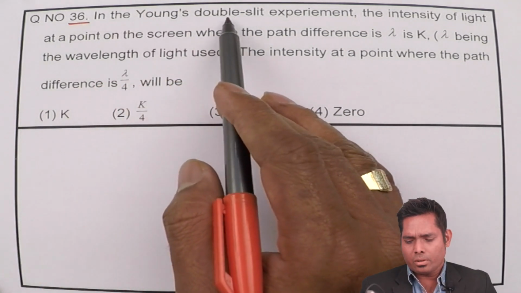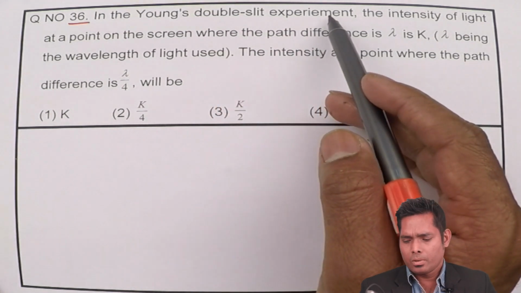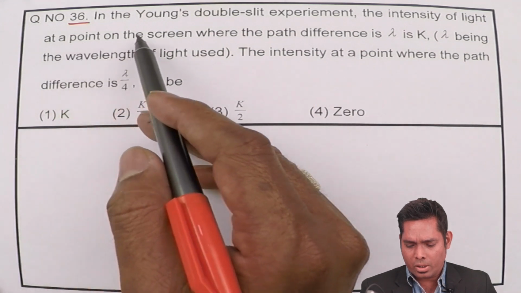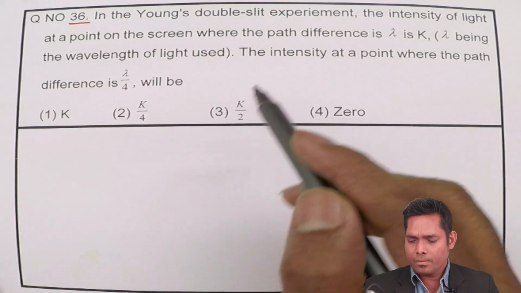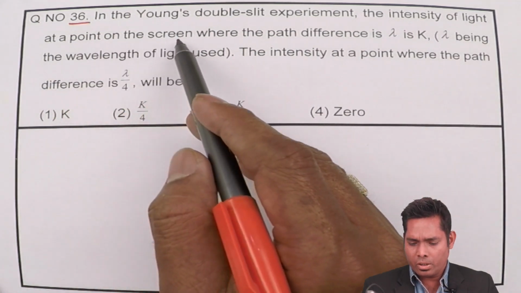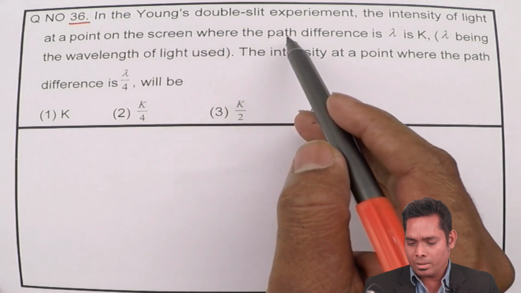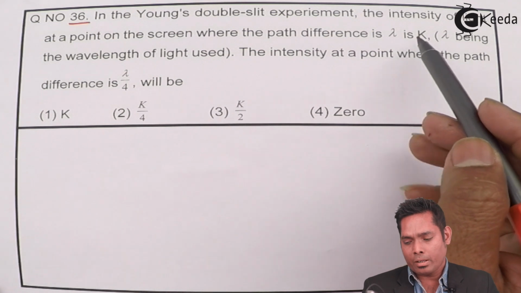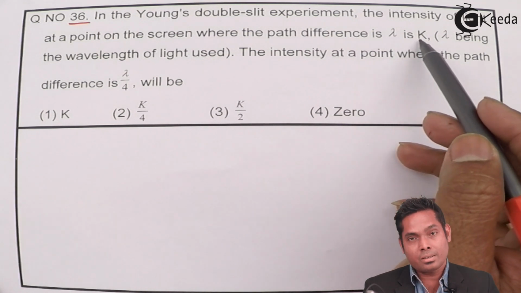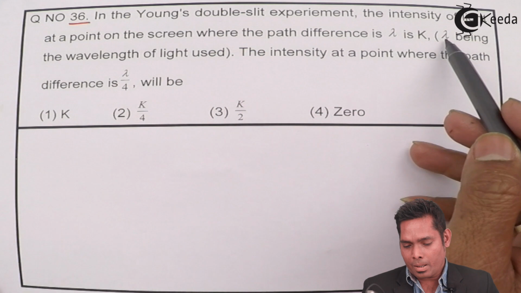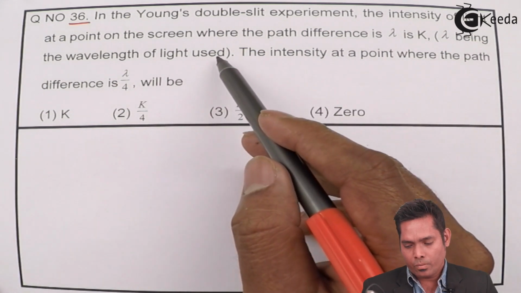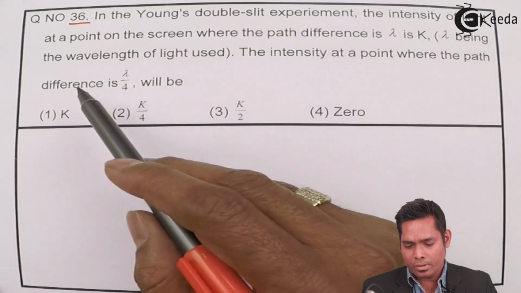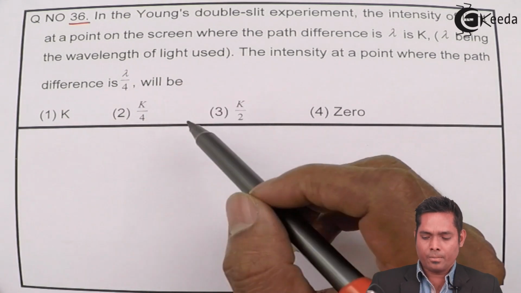In a Young's double slit experiment, the intensity of light at a point on the screen where the path difference is lambda is k, lambda being the wavelength of light used. The intensity at a point where the path difference is lambda by 4 will be.